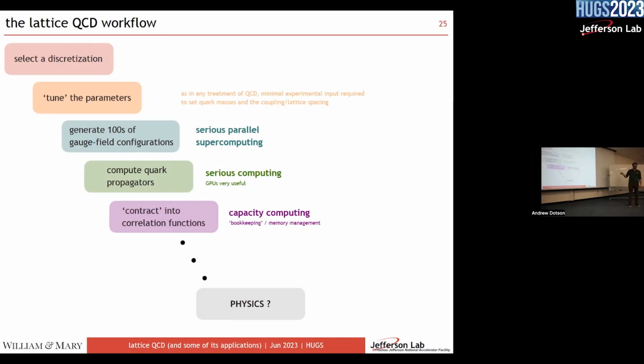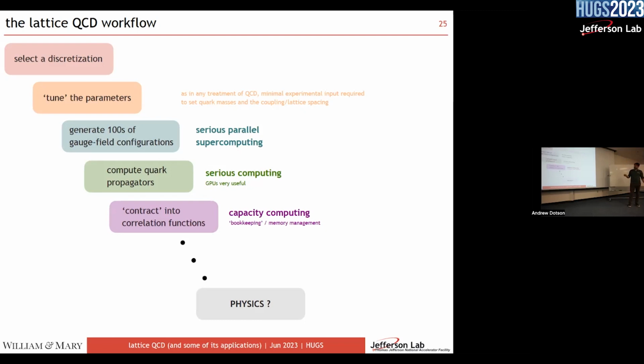And then you do this contraction term, multiplying these matrices together to compute whatever correlation functions you're interested in. This is less serious computing in the sense that you're not using the fastest computers in the world, but you need what's called capacity computing. You need many, many boxes, many, many computers that you can just run serially. It's usually called embarrassingly parallel, right? You just give each box a job to do, and they don't need to communicate with each other. They just each work on that.